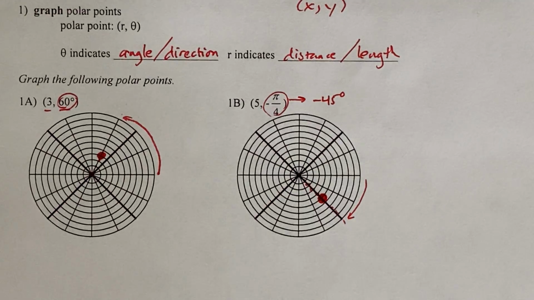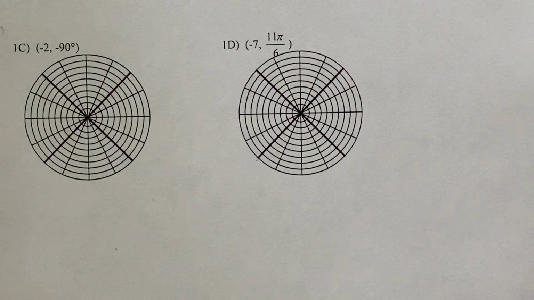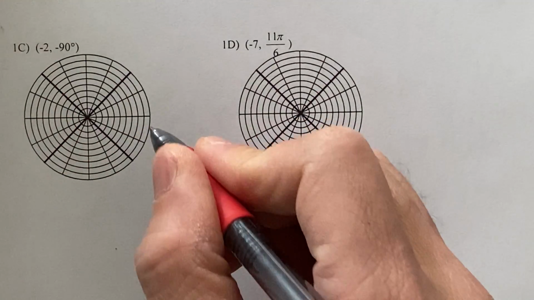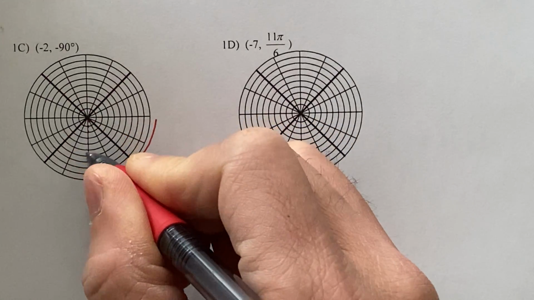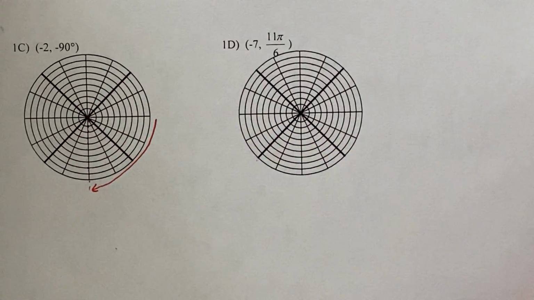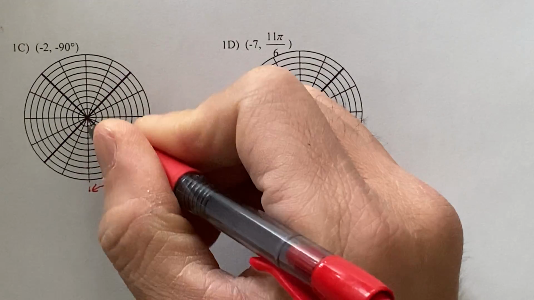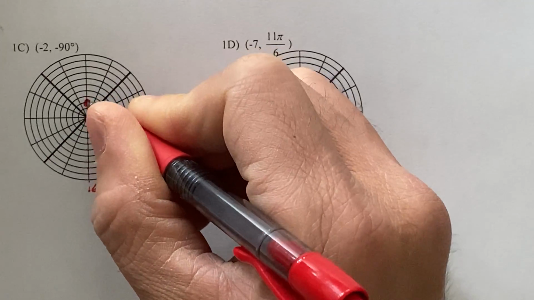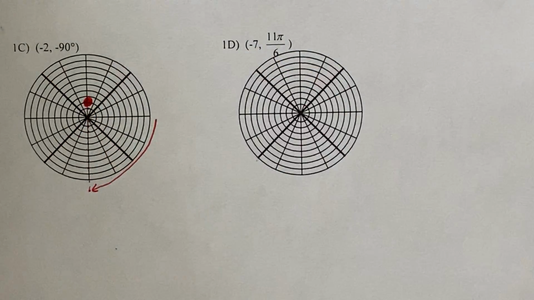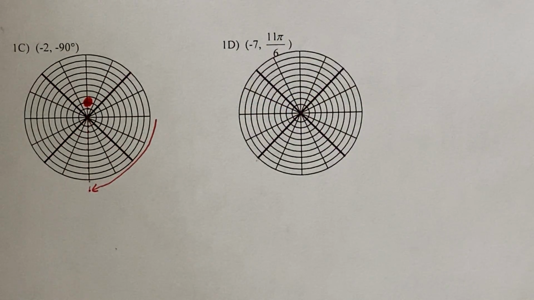Okay, let's take a look at these other two examples. If I take a look at this one here, negative 90 degrees means, once again, I spin and I look straight down. Negative 2 means instead of walking forwards in this direction, I'm going to walk backwards 2, because that's what negative means. If I was looking this way and I walked backwards, I would land right there, and there is my coordinate.